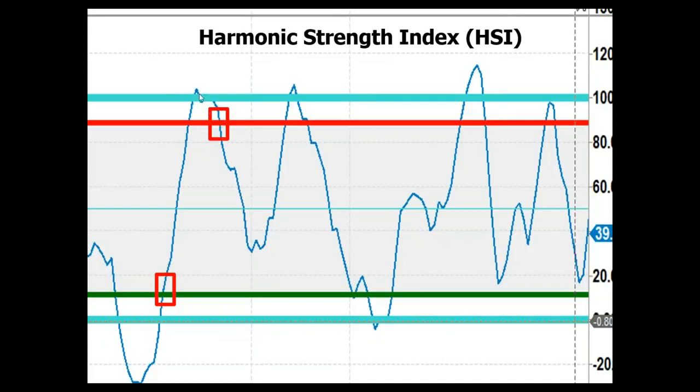So when we get an overbought reading above 88.6, we start to pay attention. It can go above the 100, but our main focus is when it comes out of the 88.6 level, rolls over and starts to break down again.